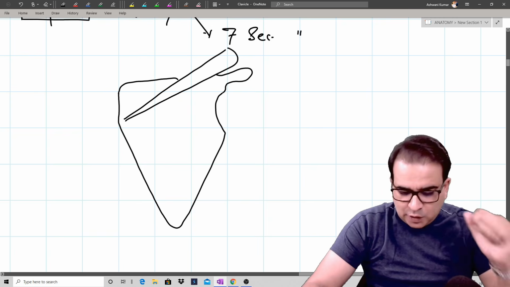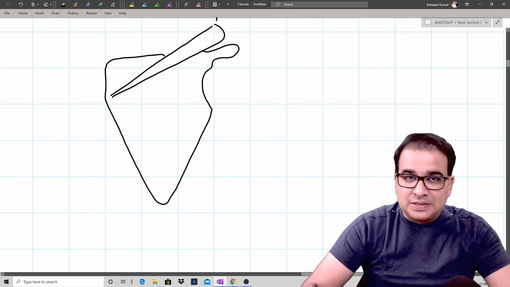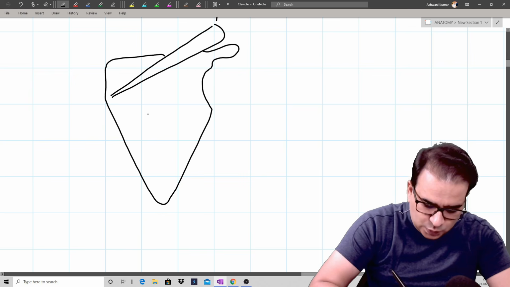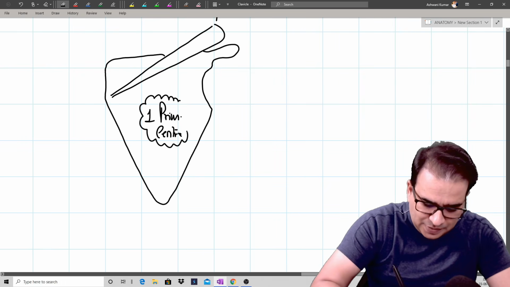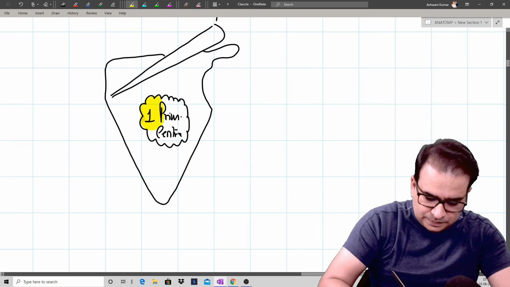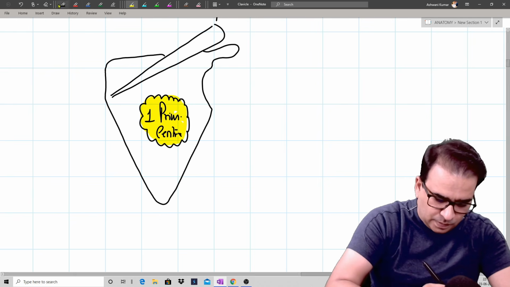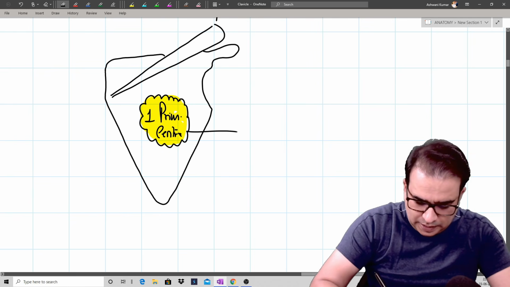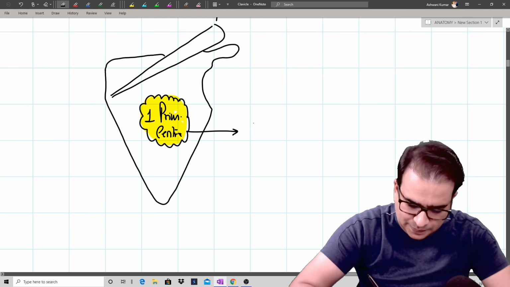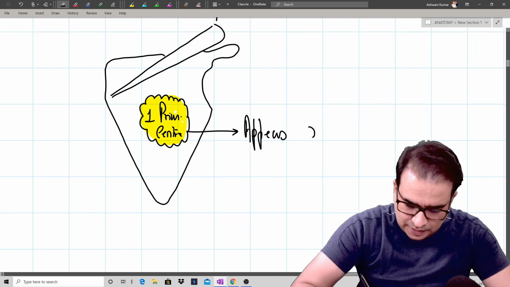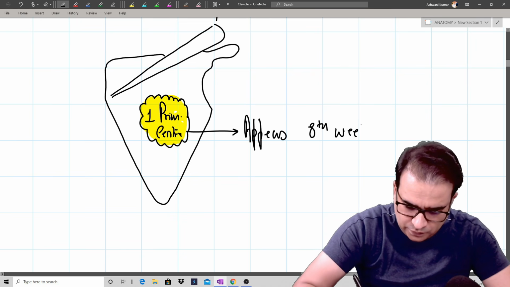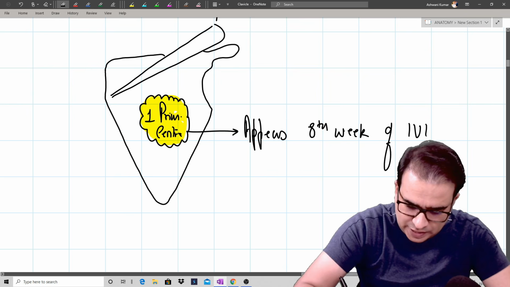So guys, the one primary center of ossification that we said, we have it for the body. So there is one primary center. I'm drawing it on the body only. Let's say this is the primary center we're talking about. And this primary center of ossification appears at around 8th week of intrauterine life.